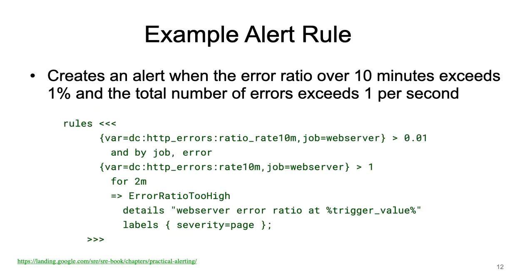Here is an example of an alert rule. It creates an alert when the error ratio over 10 minutes exceeds 1%. You can see here the 1%, and every 2 minutes it looks at the error rate, and when there is a sufficient issue it throws an alert.